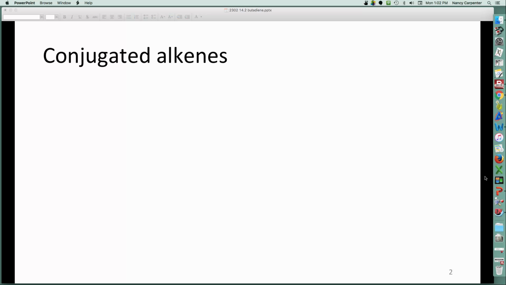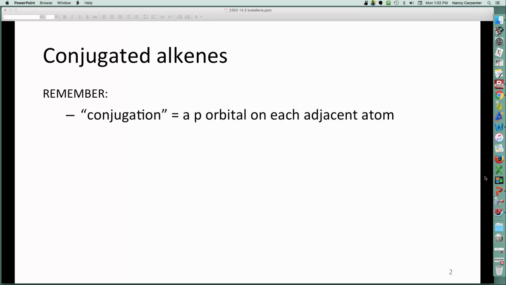Conjugated alkenes. What do we mean by these conjugated alkenes anyway? Because if we have conjugation, that means we're going to be looking at multiple center MOs, orbitals that can extend over several atoms simultaneously. Well, conjugation means there's a p orbital on each adjacent atom. It may be empty, it may be full, it may be partially full.